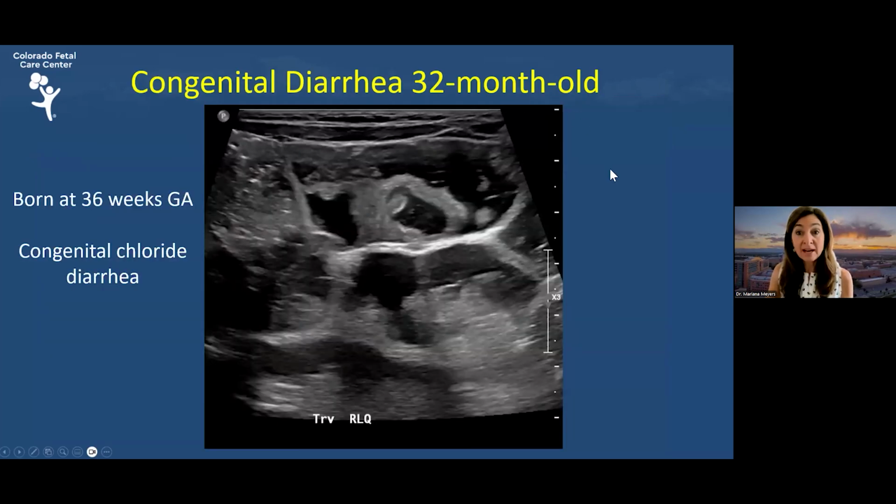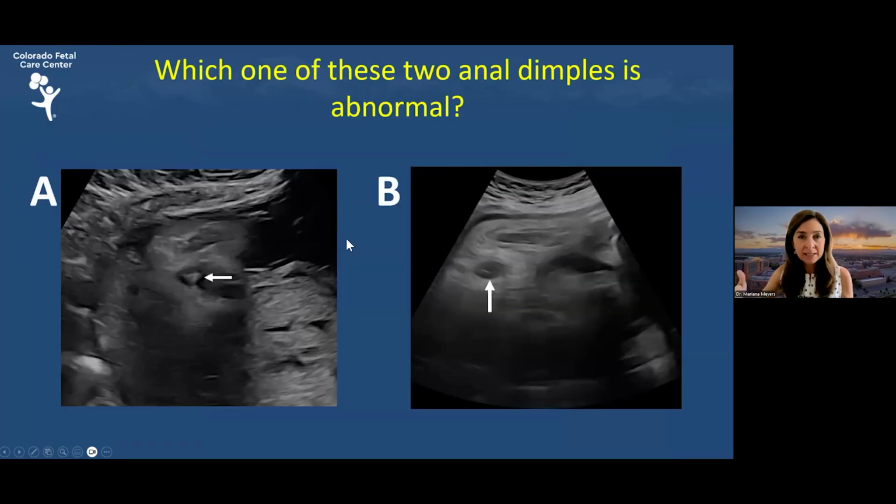So this baby is now 32 months old. This is a recent picture. She was born at 36 weeks and was diagnosed with congenital chloride diarrhea. And while the prognosis in these cases is a bit grim, she's stable, she's doing okay. But it's a great case. So although I have an accent, I feel like it wasn't a typo.